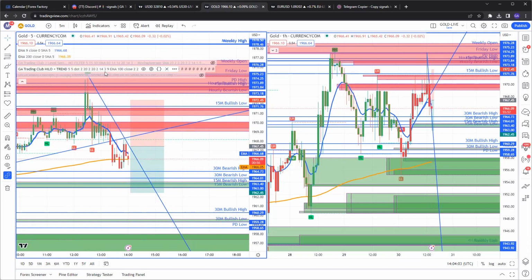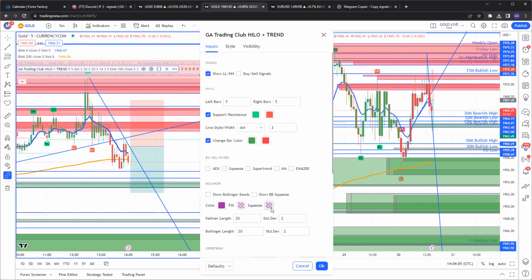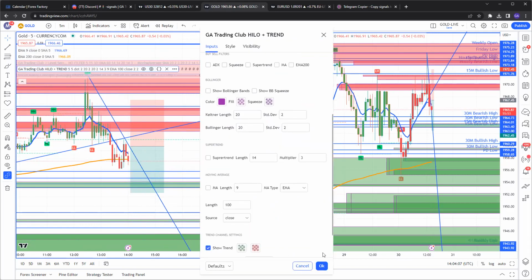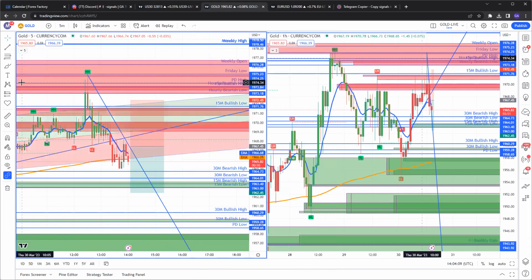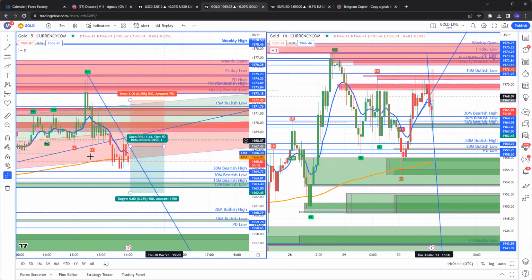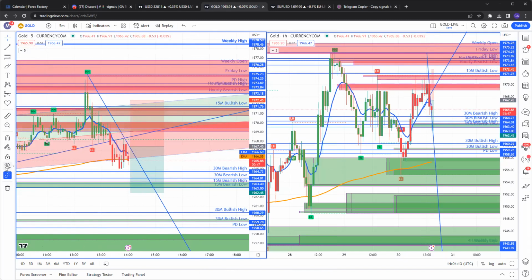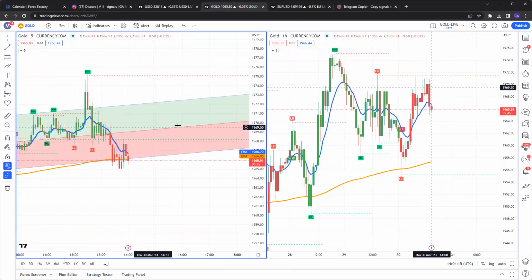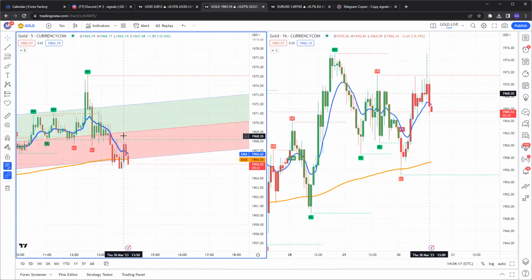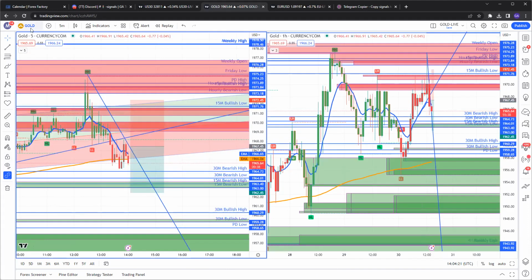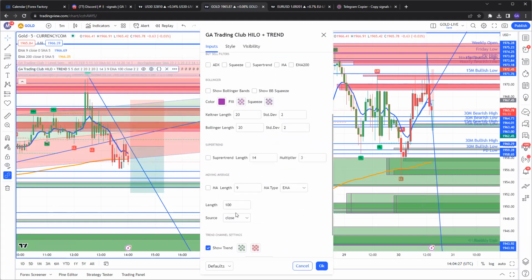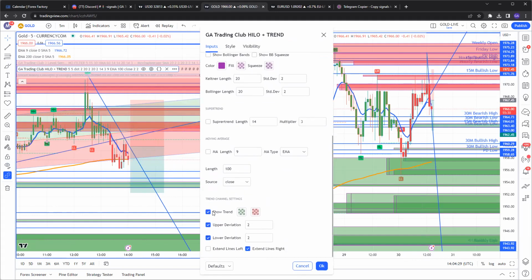I forgot to turn on our little tool right here that shows us what zone we are in. So we're in a sell zone. Perfect. We're in a sell zone for gold because you can see this trend right here. Another entry would be a retest of the top of this sell zone right here. That's in our indicator, the high-low plus trend indicator, which also tells me that we are in a sell.